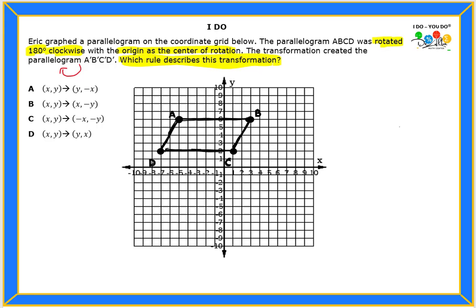Okay, so let's focus, for example, on point B. I'm going to write down the coordinates for B, and the coordinates for B are 3 and 6. I know I have the other vertices, but my focus is going to be on B. So every time I rotate the parallelogram, focus on B. Where is B staying?